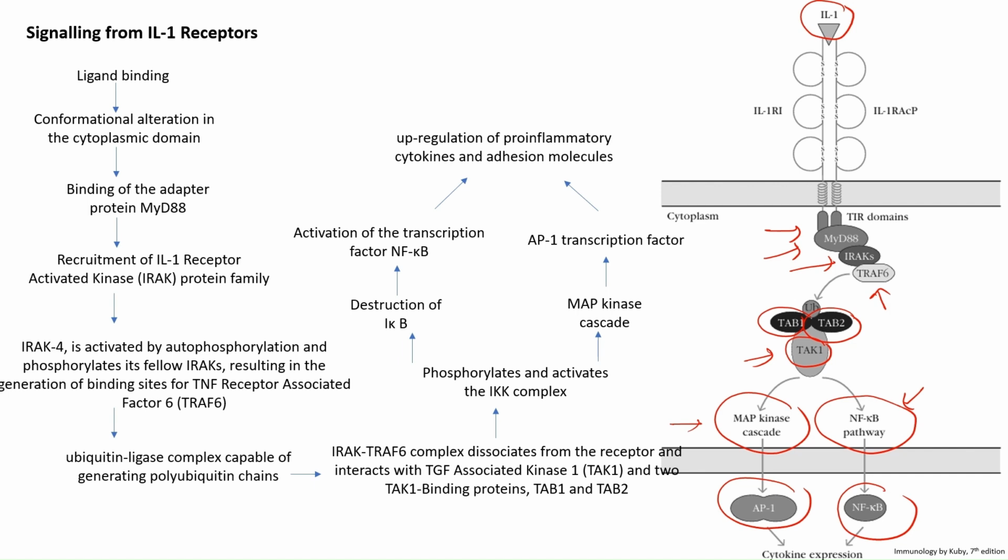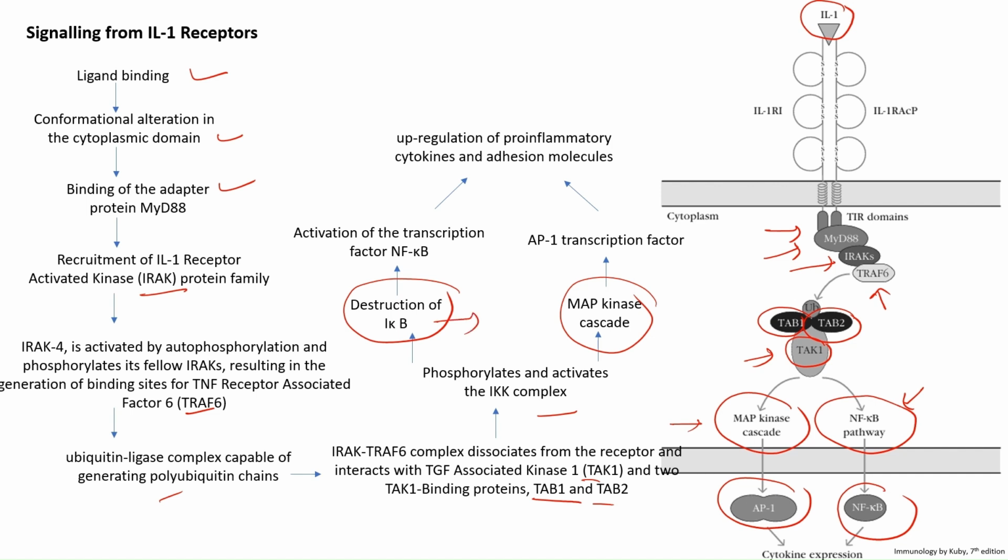This is the same thing, written here in flowchart form. Once the ligand binds, a conformational alteration happens in the cytoplasmic domain, due to which the adapter protein binds. Due to binding of the adapter protein, IRAK will bind. IRAK will activate TRAF6. It will activate ubiquitin ligase, and this will dissociate from TAK1 and TAB1 and 2, and it will get activated. Once it is activated, it will activate the IKK complex, and then it will lead to two different pathways, either the MAP kinase cascade pathway or the nuclear factor kappa B pathway.